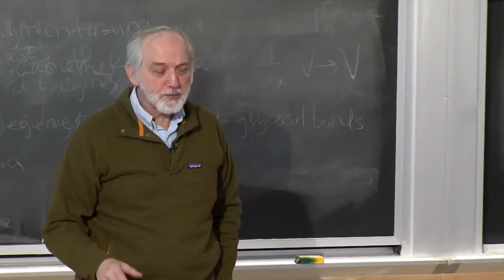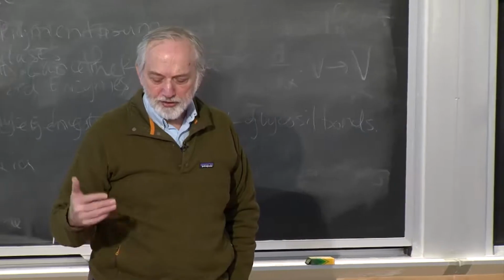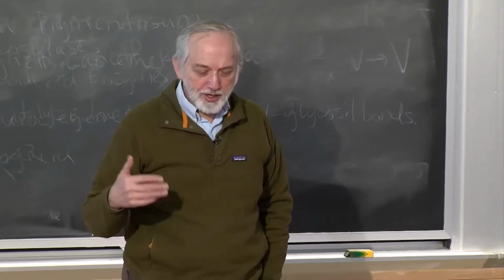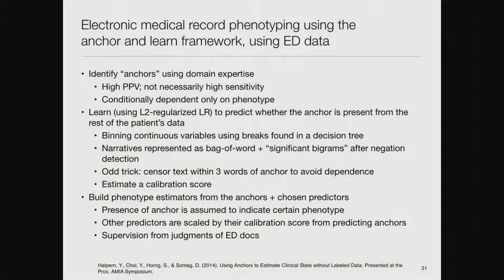So what I want to talk about today is more sophisticated versions of that, and then move on to more contemporary approaches to natural language processing. This is a paper that was given to you as one of the optional readings last time. It's work from David Sontag's lab, where they asked, how do we make this more sophisticated?